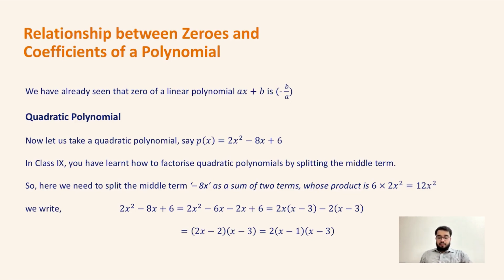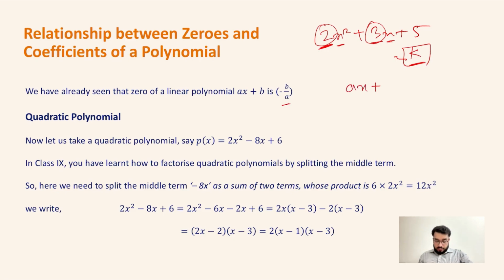The first topic that we have is the relationship between the zeros and coefficients of a polynomial. In the previous example, I told you 2x² + 3x + 5: x is the variable and 2 is the coefficient. So now what we're looking at is the coefficients and the zeros, the relationship between them. We have already seen that the zero of a linear polynomial is −b/a. Obviously, if we look at ax + b and we equate it to 0, then x turns out to be −b/a. This is the zero and this is what the value of it would be.